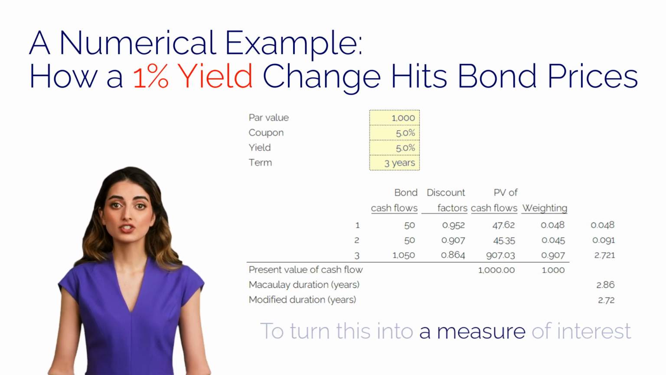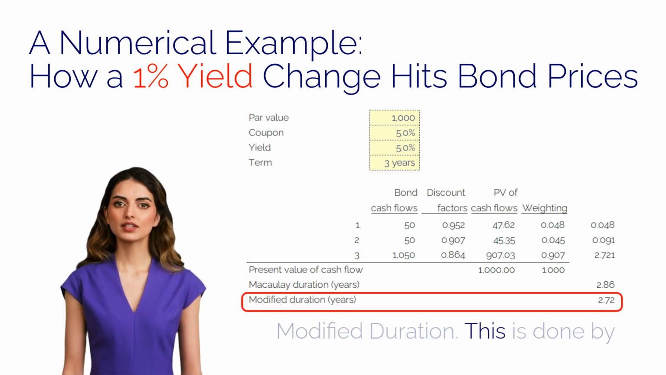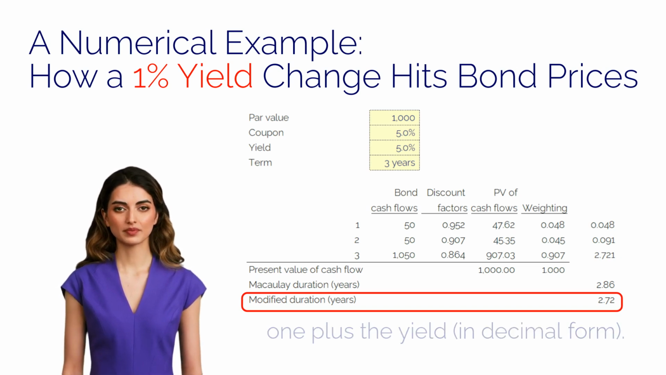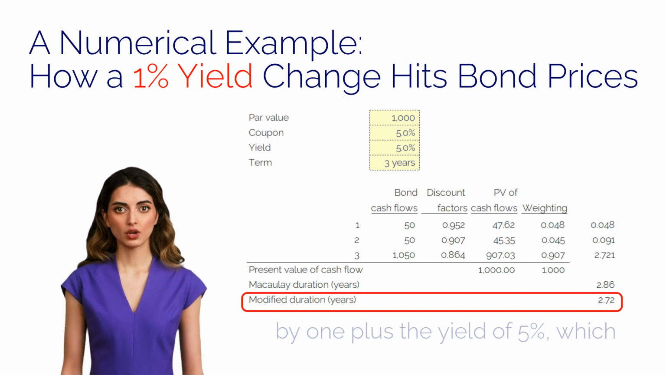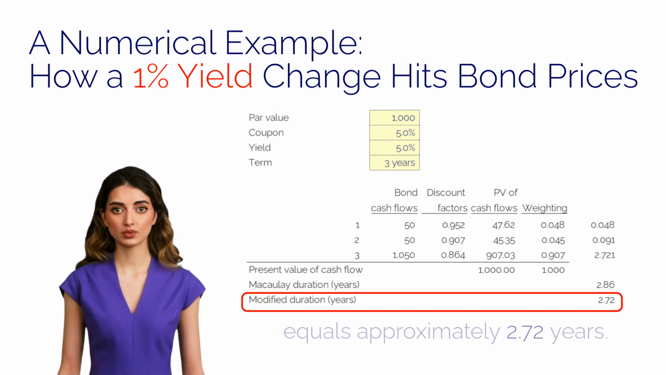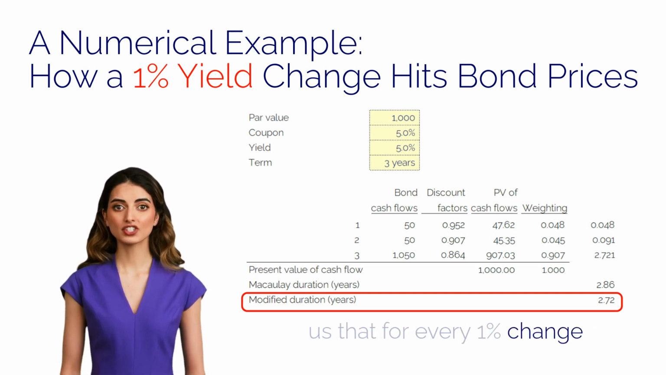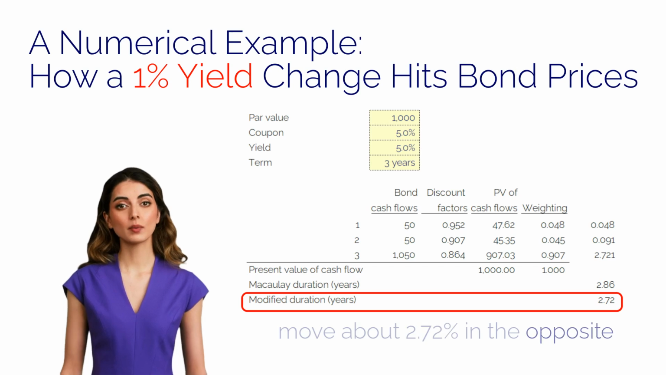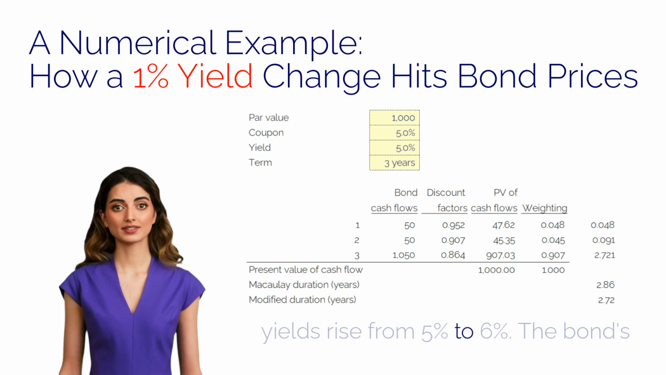To turn this into a measure of interest rate sensitivity, we convert it into modified duration. This is done by dividing the Macaulay duration by 1 plus the yield, in decimal form. So modified duration equals the Macaulay duration of 2.86 divided by 1 plus the yield of 5%, which equals approximately 2.72 years. What does that number mean? It tells us that for every 1% change in interest rates, the bond's price will move about 2.72% in the opposite direction. To quantify this, imagine market yields rise from 5% to 6%.